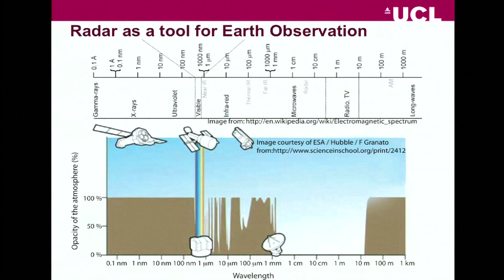It also doesn't rely on having daylight, which if you're using something in the visible wavelengths, then when it's dark, you're not going to see anything. So it's useful for getting year-round measurements over the Earth.